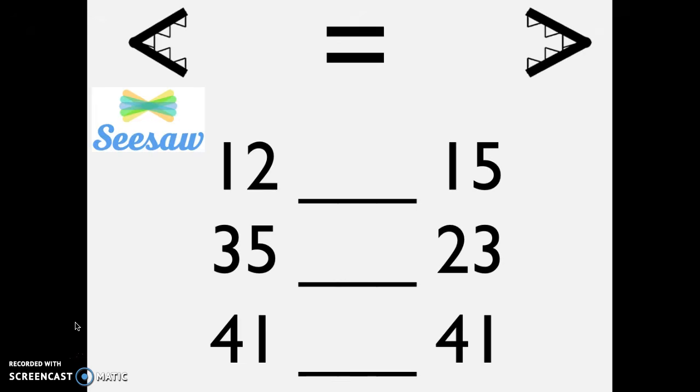So what I want you to do on your dry erase board is write 12 and then a line and then 15, 35 and then a line and 23, and 41 and then a line and 41. On the line, since our learning goal said we're practicing symbols, I want you to go ahead and draw the symbol for each one. Make sure the alligator eats the biggest number because he is hungry. Good luck, friend.